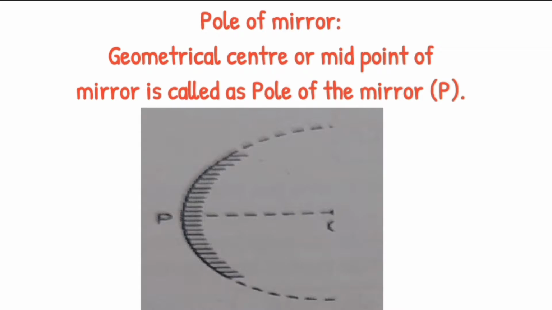So here the painted part is inner. Okay, so if the painted part is in the inner side, it is known as the convex mirror. Okay, so if the painted part is outside the curve, then it is known as the concave mirror. So I am showing you the pole of the convex mirror. So here this is the pole of the convex mirror.